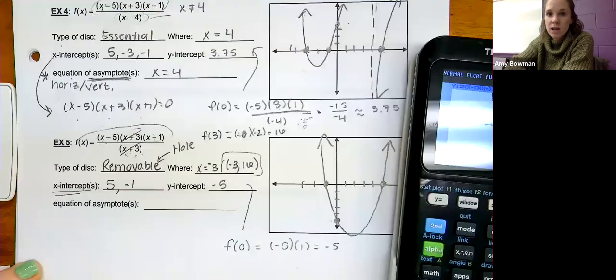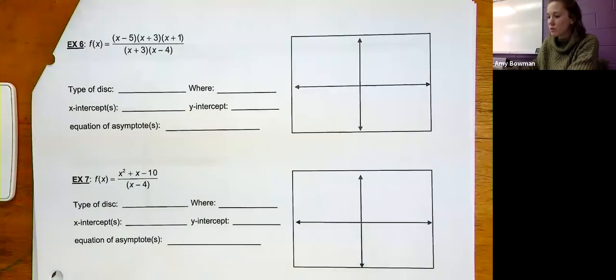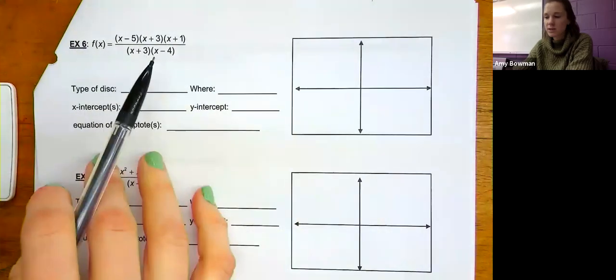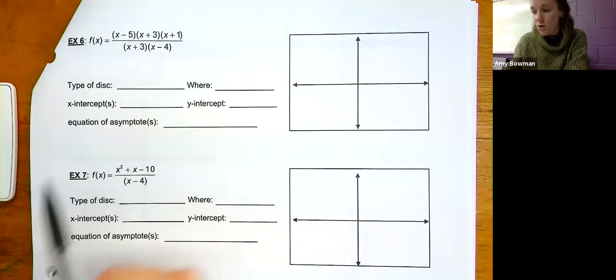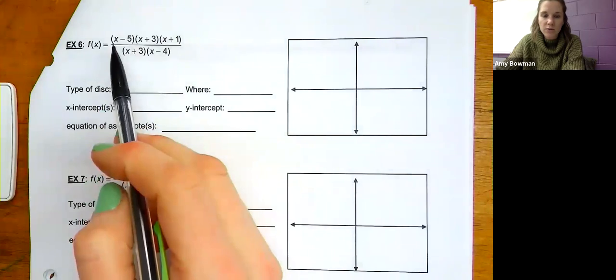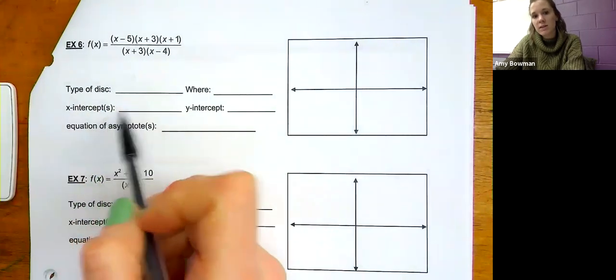All right, so let's move on to the next page. Okay, so I'm going to move on here to problem 6 and then probably stop with this. I think this would be enough for you to complete the 5-5 homework sheet. So again, we've got this equation in factored form already. That's helpful in determining the discontinuities and the intercepts.